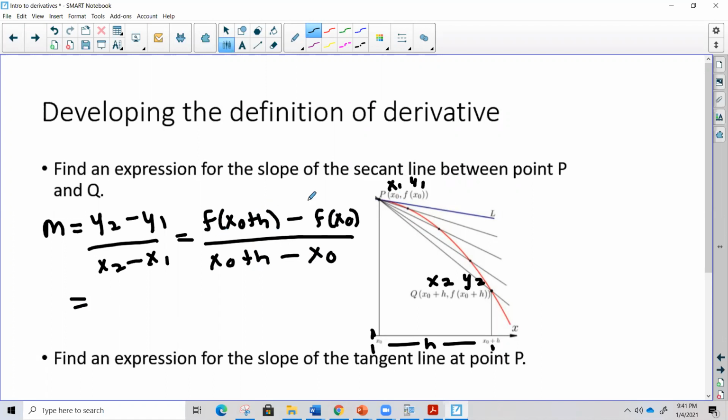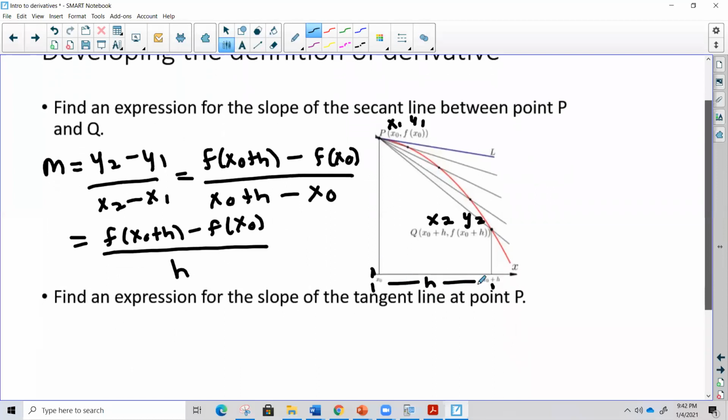Now, the numerator does not simplify because these are inside this function, so we can't do anything about that. But the denominator does simplify, where x naught minus x naught is 0, so they go away, and I would just get h. And so this is an expression for the slope of the secant line. And so the idea is we want to move our point Q closer and closer to P. So we want to make h smaller and smaller.